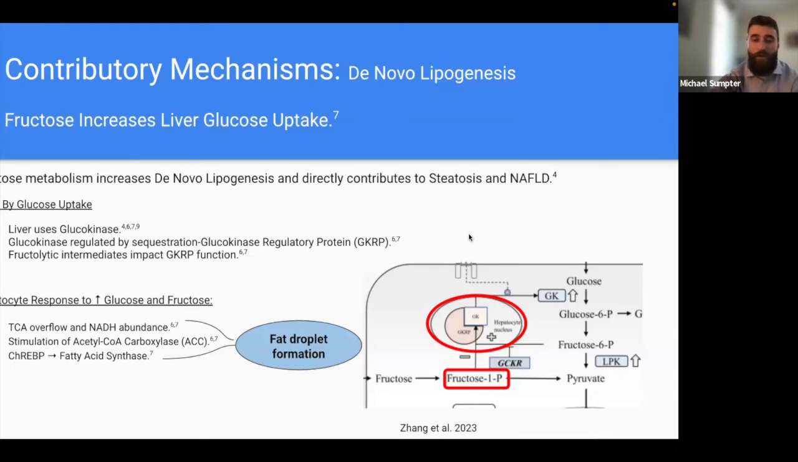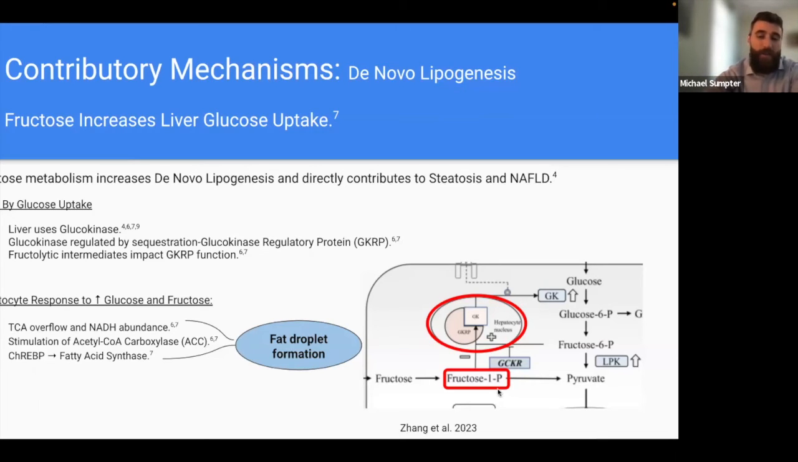So then when glucose tries to come into the cell, it won't be phosphorylated and it simply goes back out through GLUT2. But if you have the presence of a lot of fructose, you're going to generate fructose 1-phosphate. And fructose 1-phosphate is actually a slightly better fit for GKRP than fructose 6-phosphate.